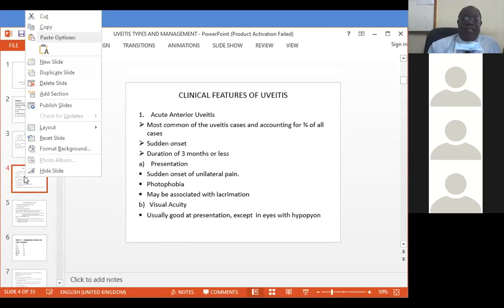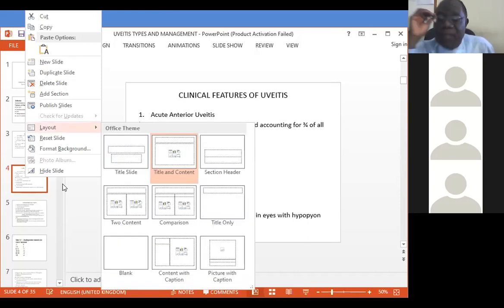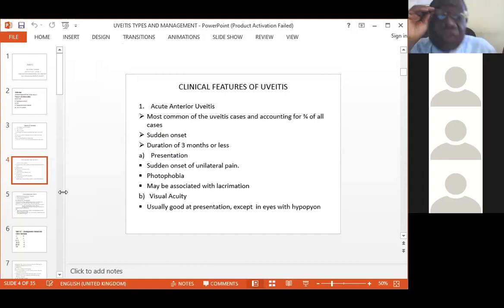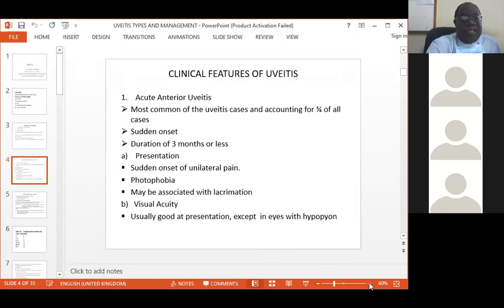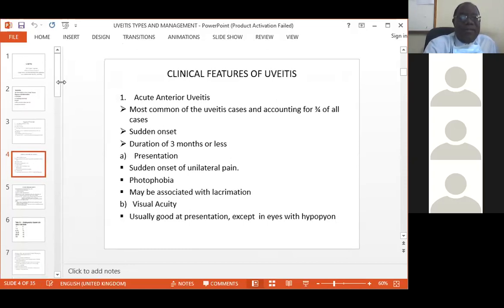Clinical features of uveitis. Acute anterior uveitis is the most common of the uveitis cases, accounting for how much percentage? Three quarters of all uveitis. This accounts for three quarters of all the cases of uveitis, the anterior uveitis. What you have is sudden onset, with a duration of 3 months or less.